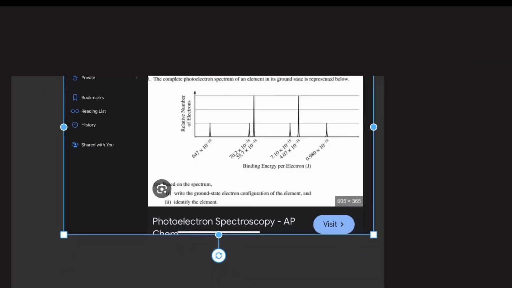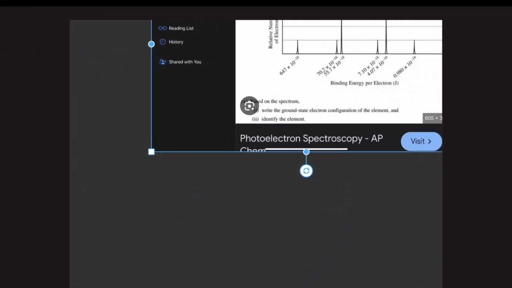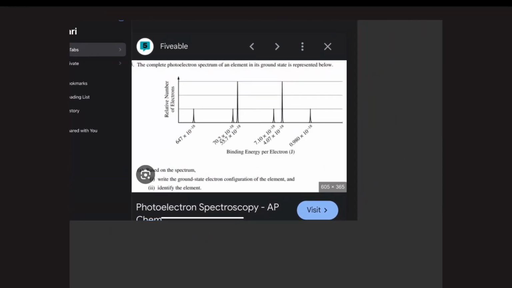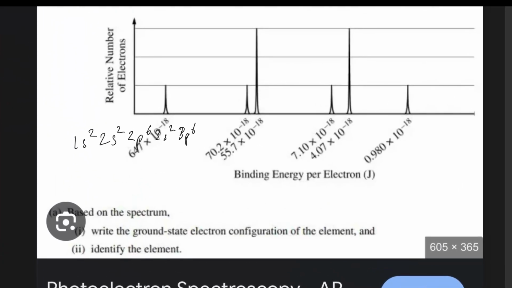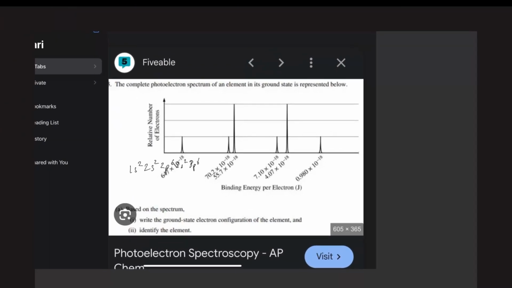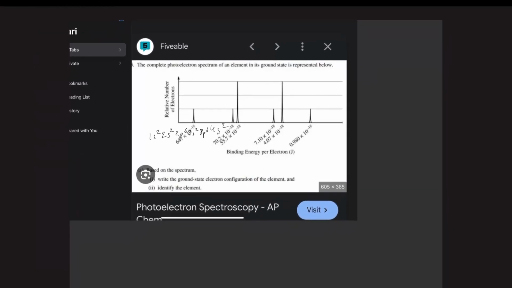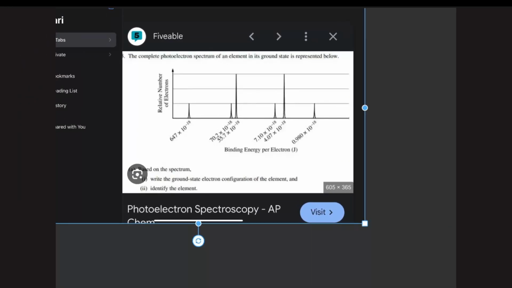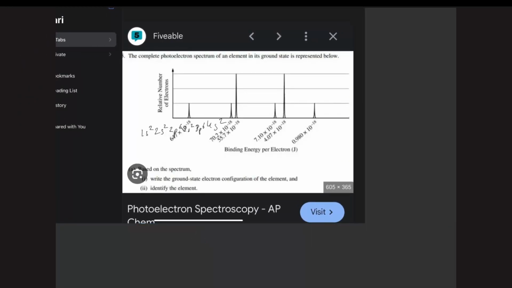It goes up to 4s2. Hopefully you guys understood how I found that out, and for this purpose I'm just going to rewrite this configuration. 1s2, 2s2, 2p6, 3s2, 3p6, 4s2.